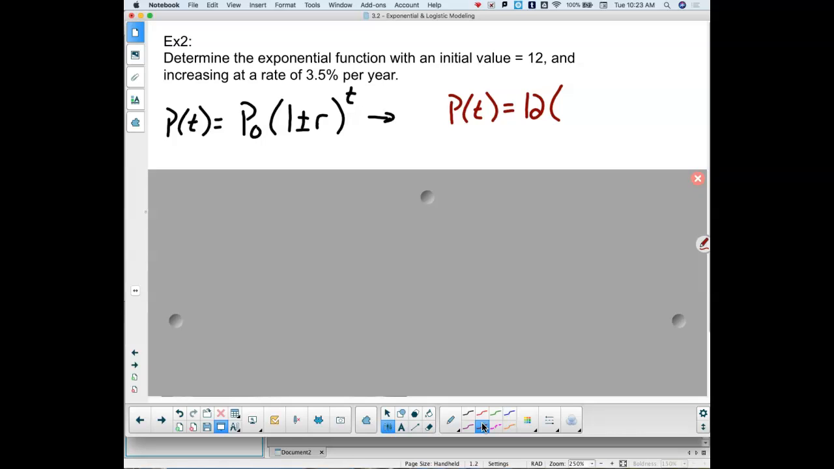Exactly. Yeah. So 3.5% in decimal form is what? 0.035, right? So this would be 1.035 to the t power. What if it were decreasing by 3.5%? 0.965, right? Okay, 0.965 to the t power. All right.